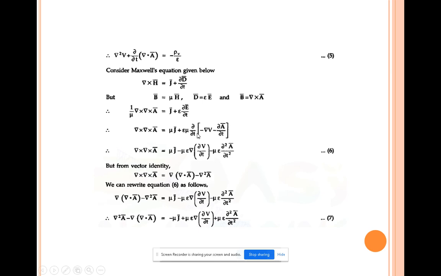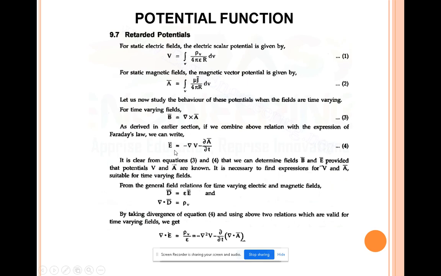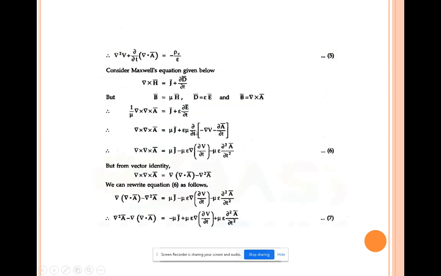What is V vector? From where are you writing this V vector? Here: E vector equal to minus del V vector minus dou A vector by dou t. From the fourth equation, you are replacing the E vector here. And then del cross A vector equal to mu J vector. Okay, so bring this minus sign to the outside. So what will happen? Minus mu epsilon del. Bring the del also outside. Now make it dou V by dou t in the bracket.